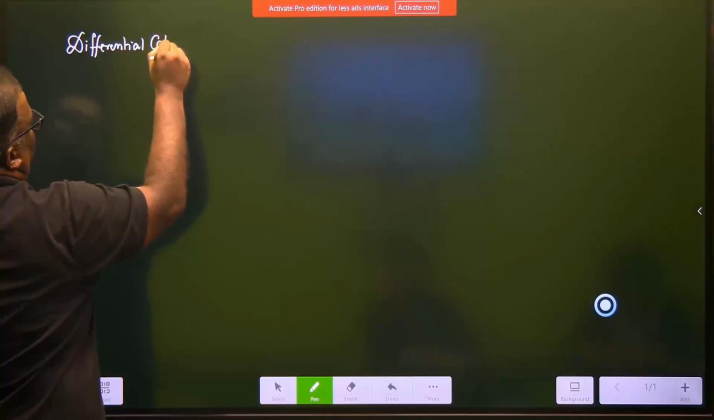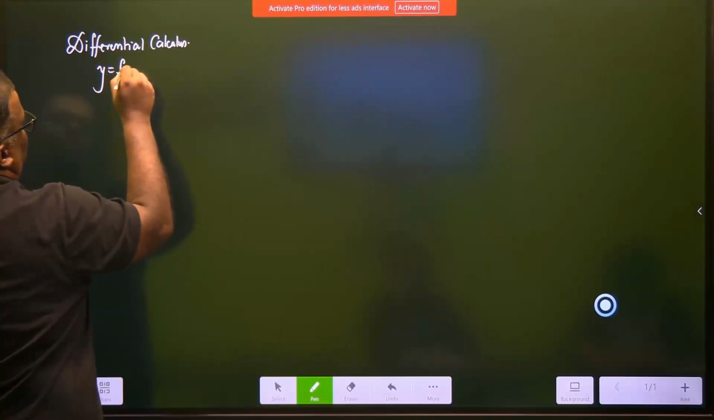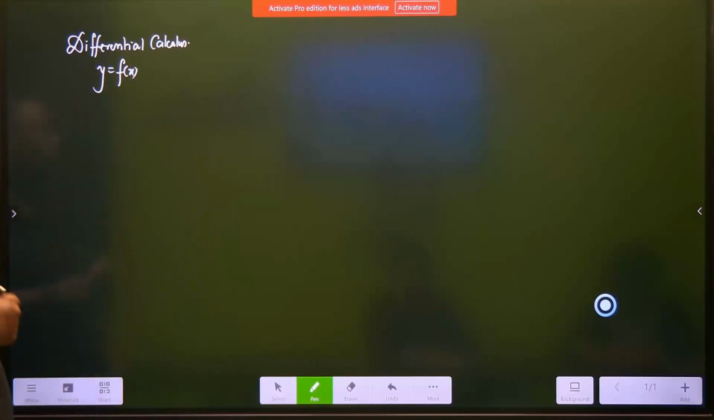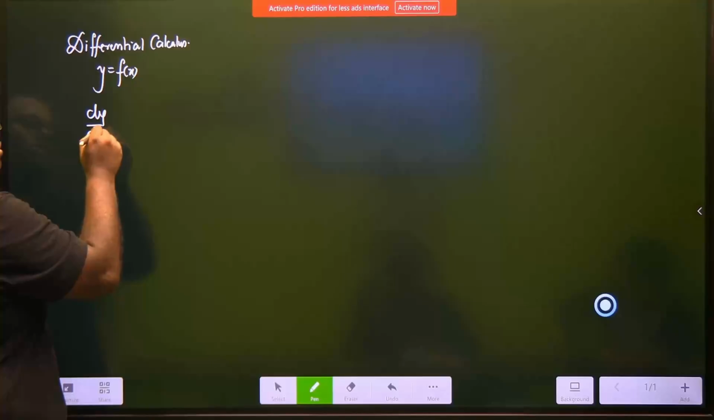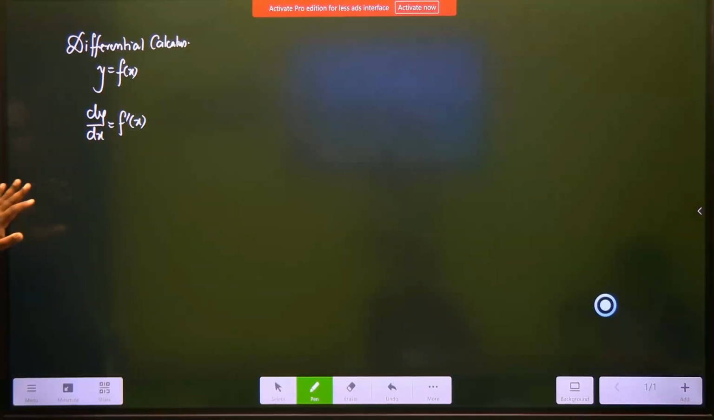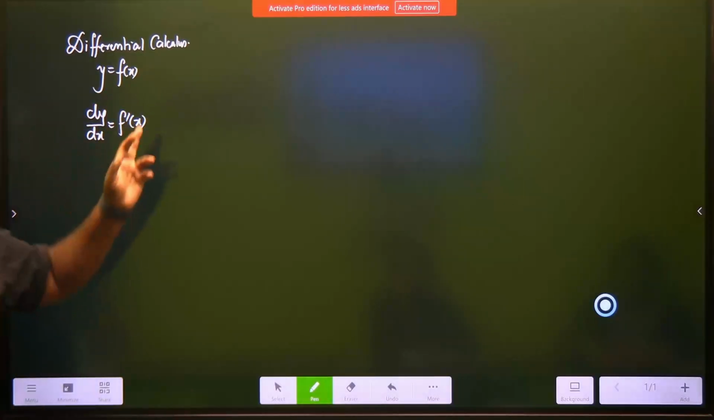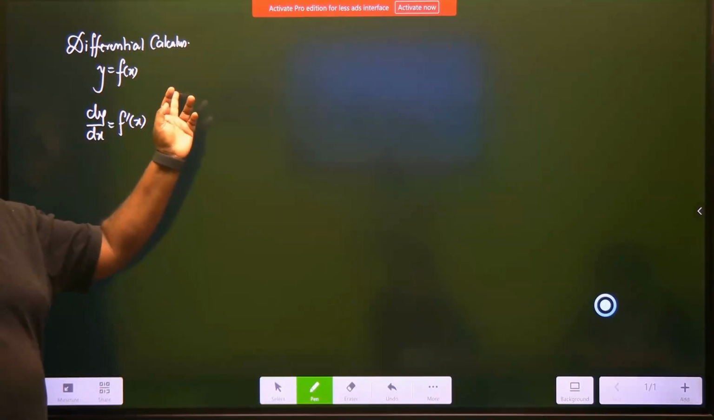In differential calculus, y equal to f of x was a function that was given to us, and you tried to find dy by dx, which you wrote as f dash x. Now what is f dash x? f dash x is the slope function of this particular main function, the parent function.